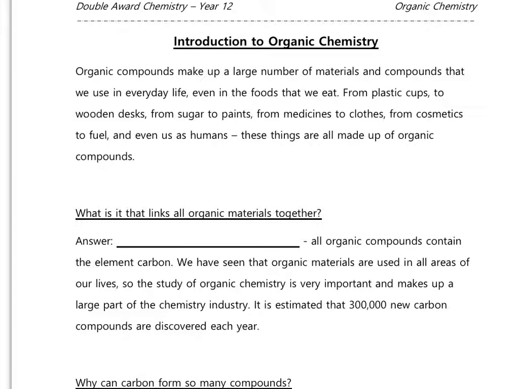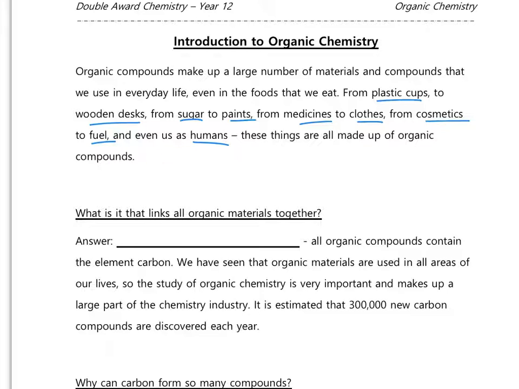Here you've got a list of lots of different organic compounds: plastic cups, wooden desks, sugar, paints, medicines, clothes, cosmetics, fuel, and even us as humans. So all of these things are made up of organic compounds. So you can see the study of organic chemistry is very important because it affects our everyday life.